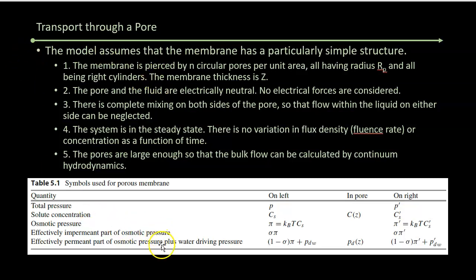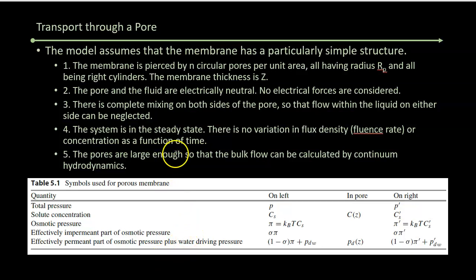But the model assumes something about membranes, and this is pretty common when we look at membranes and how they work. Pores are actually extremely important. It's not so much diffusion through the membrane usually as it is pores controlling how things go through. So you've got a pore radius, you've got a pore number in circular pores per unit area, you've got a membrane thickness. The pore and the fluid are electrically neutral, right? So no electrical forces are considered in this.